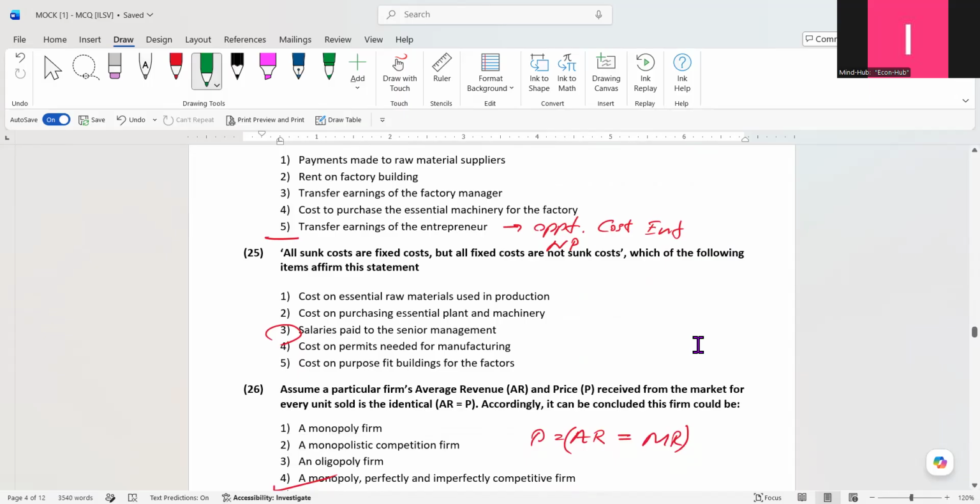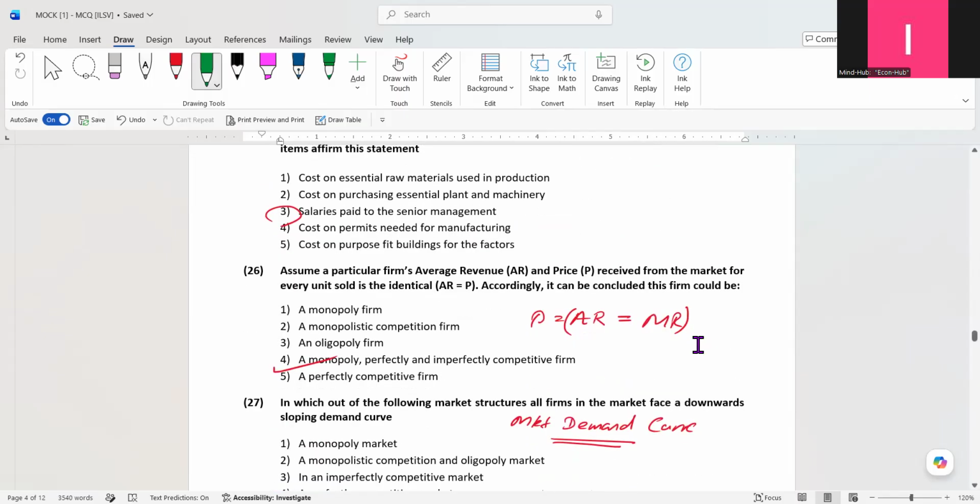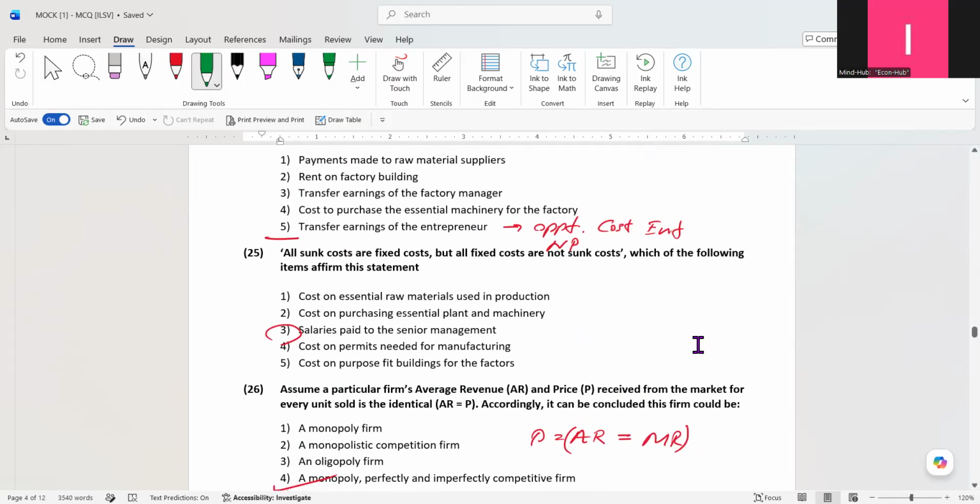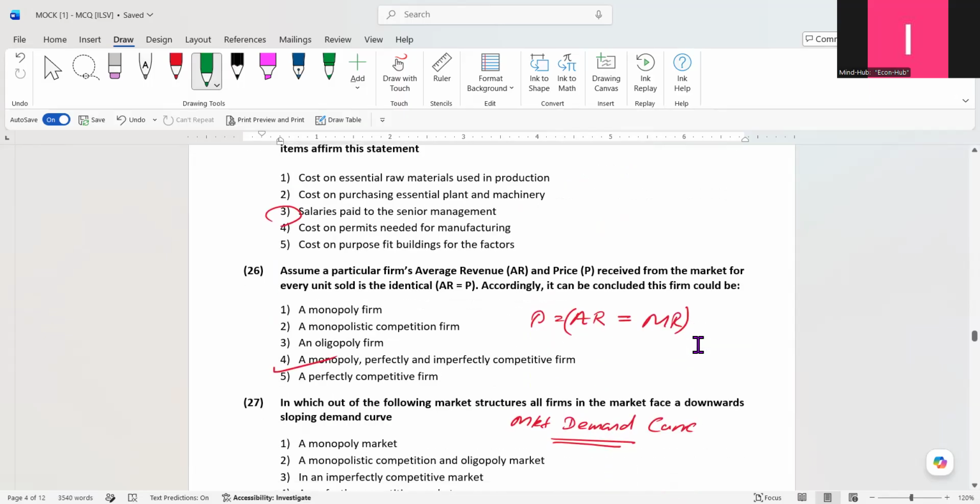25. All sunk costs are fixed cost, but all fixed costs are not sunk cost. Which of the following items affirm this statement, confirm this statement? Answer number 3. Salaries paid to senior managers is a fixed cost. Their salaries are fixed. But it is not a sunk cost because we can recover it. It's not a sunk cost. All sunk costs are fixed cost, but all fixed costs are not sunk cost. 25, answer number 3.